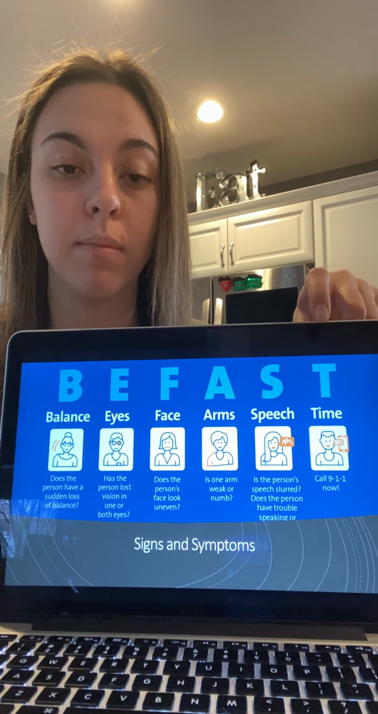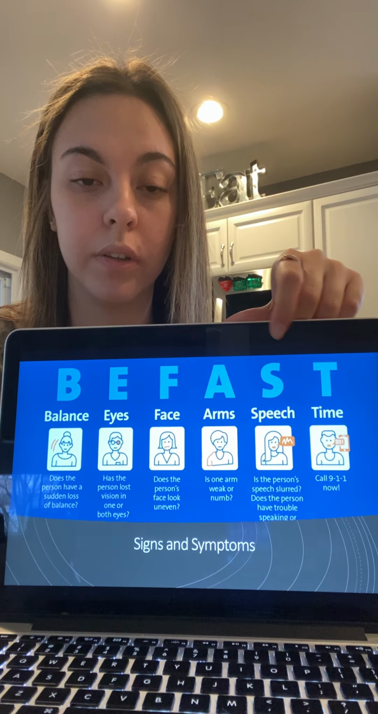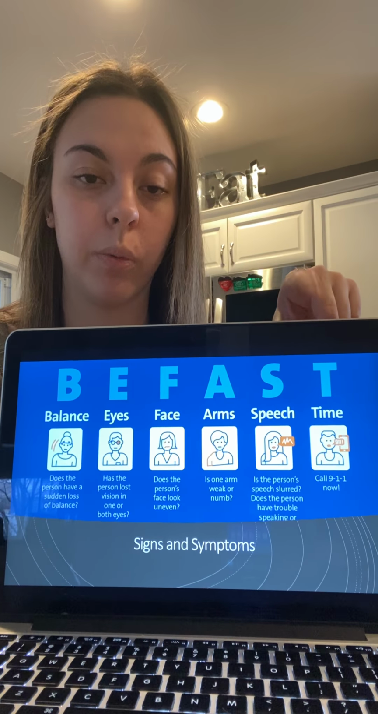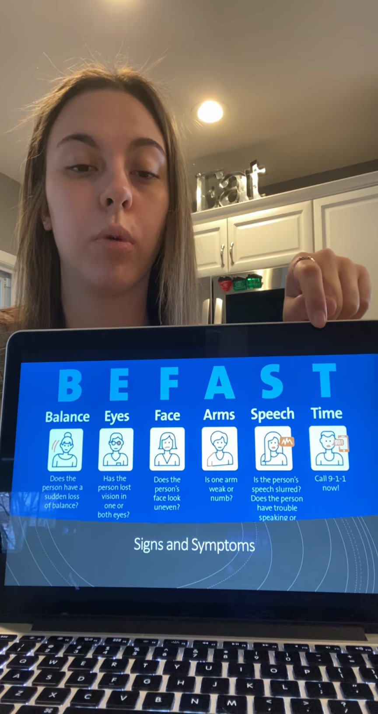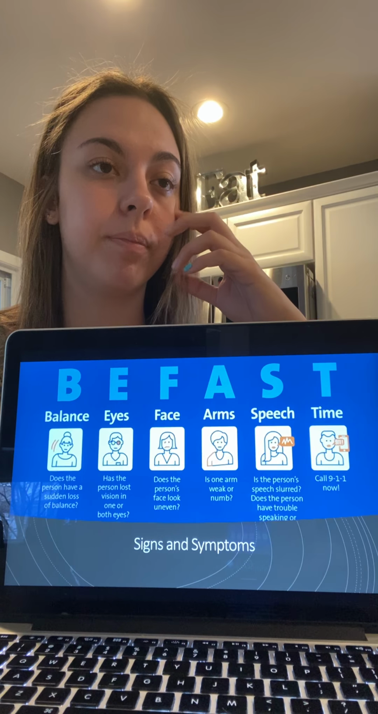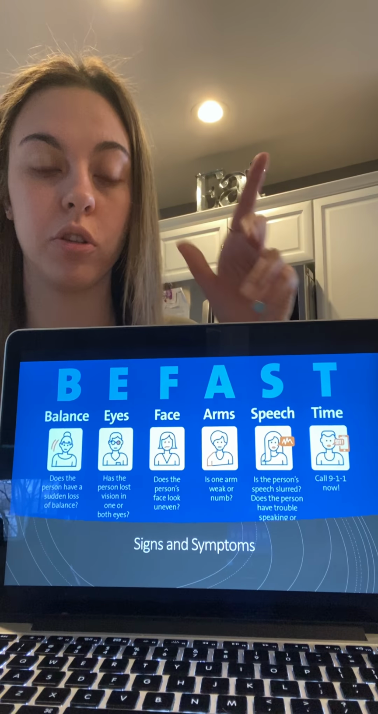And then T is time. As soon as you see any of these start happening and you think that the person may be experiencing a stroke, time is very important, and you want to make sure to call 911 right away, because the quicker you can get there, the more likely you can recover from a stroke better.